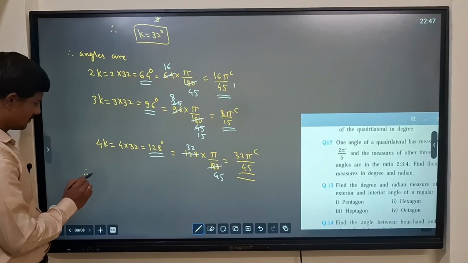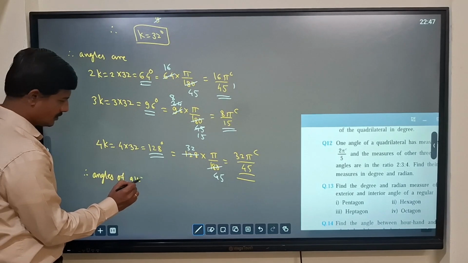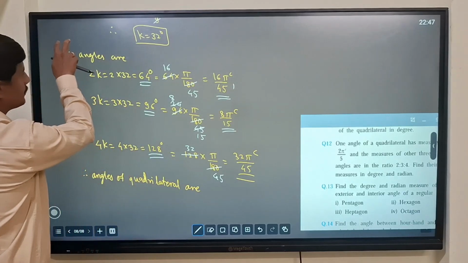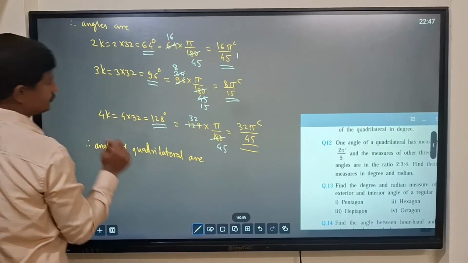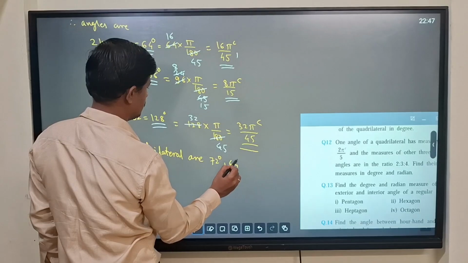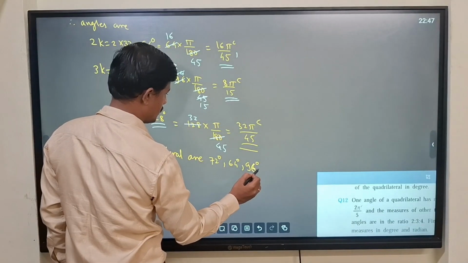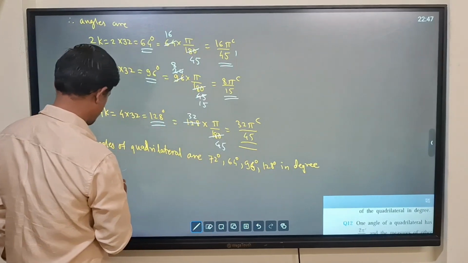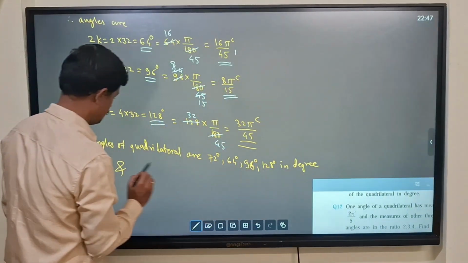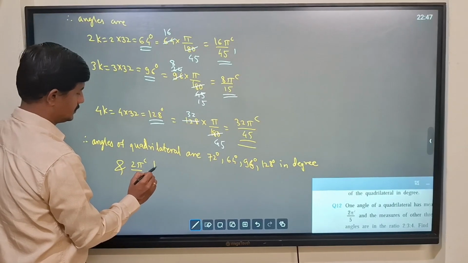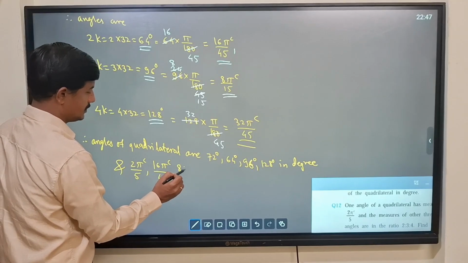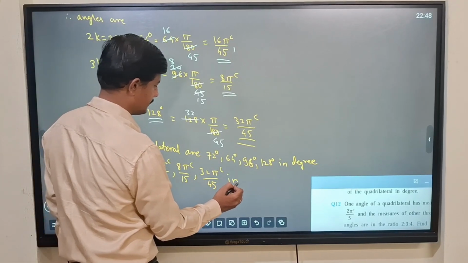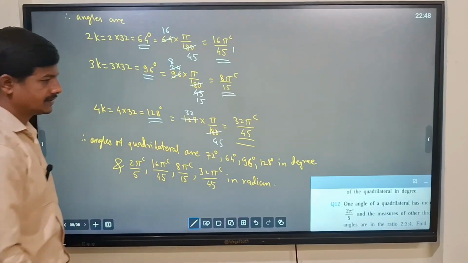So you can write down here. Therefore, angles of quadrilateral are, first one is 72 degree, 64 degree, 96 degree, 128 degree in degree, and 2 pi by 5 radian, 16 pi by 45 radian, 8 pi by 15 radian, 32 pi by 45 radian in radian. Okay, this is the answer of question 12.